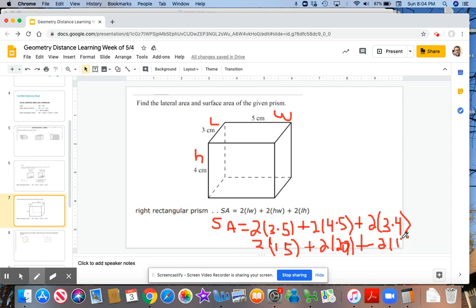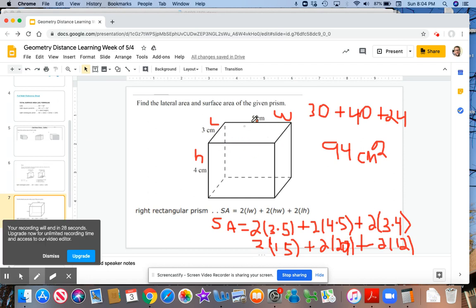When you multiply the numbers together, you're just adding it up. So 2 times 15 is 30, plus 40, plus 24. And when we add that all together, we get 94. And it's centimeters, and it's area, so it's surface area. Surface area, by the way, is squared. Surface area, just FYI, is all the outside of the box.